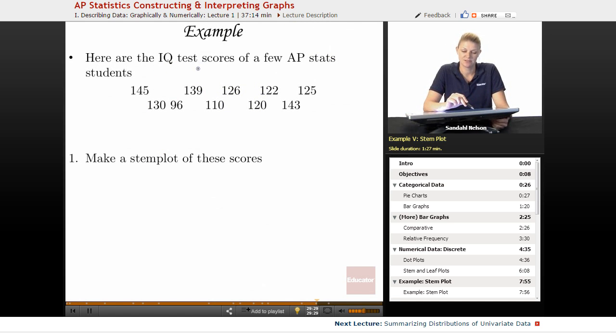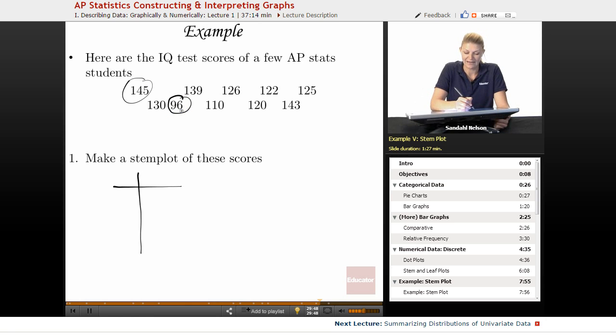Here are the IQ test scores of a few AP Stat students. So make a stem plot of these scores. Perfect. So no problem. The first thing we need to do is figure out what is our stem and what's our leaf. So if you look, that's the smallest number, and that's the biggest number, which means we're going from 96 to 145. Okay, so remember that we're only using the last digit as our leaf. So for 96, we'd have 9 and 6. So then our biggest number is 14. So we'll have to cover all the numbers in between.